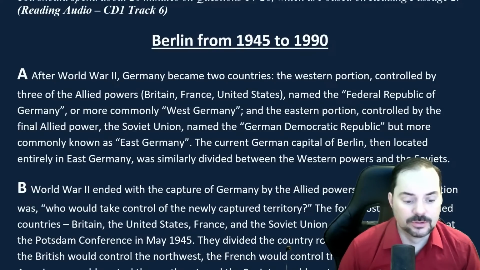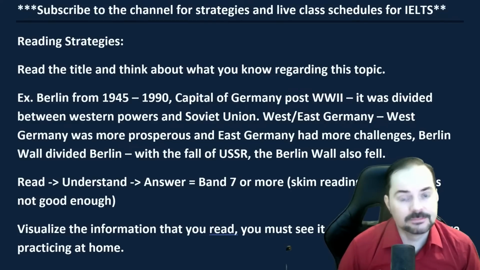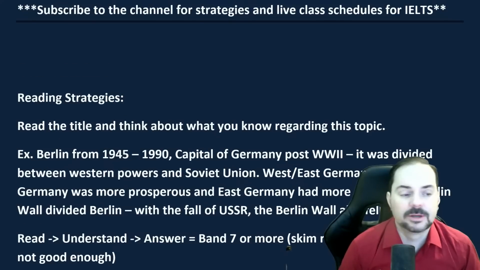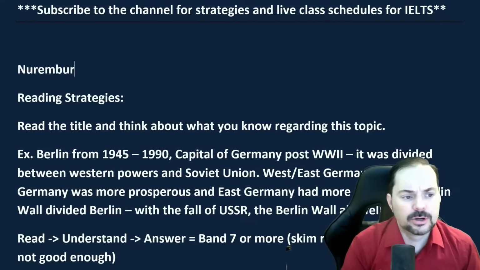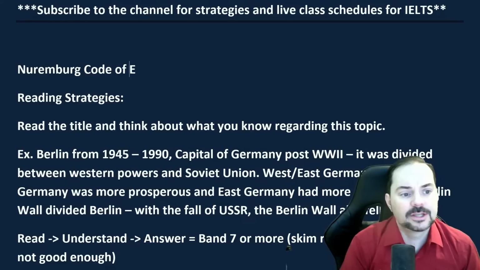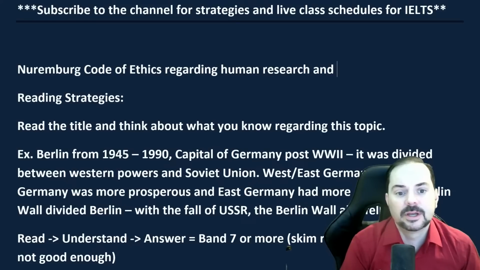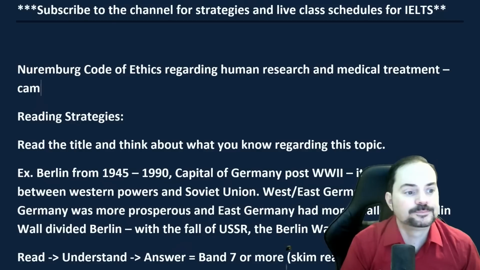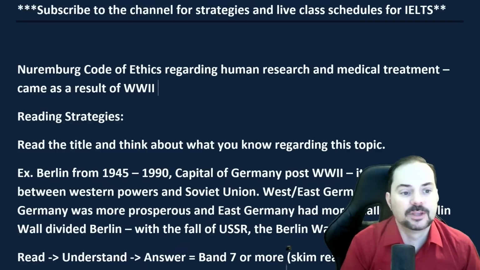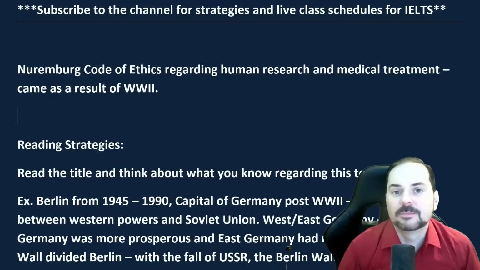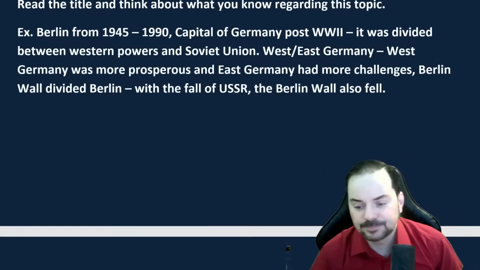That's called the Nuremberg Code. You're like, what is he talking about? But if you look it up, you'll be like, whoa, really? We did that just recently? If people in the world had known about that. The Nuremberg Code of Ethics regarding human research and medical treatment came as a result of World War II. Read on it and you'll be like, oh wow, why didn't people talk about that during COVID?